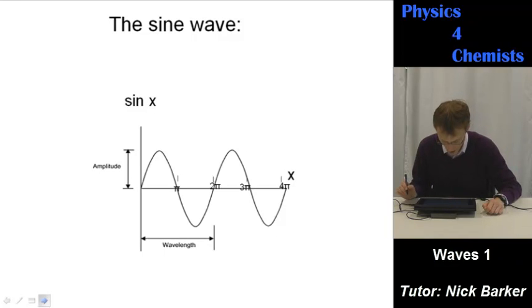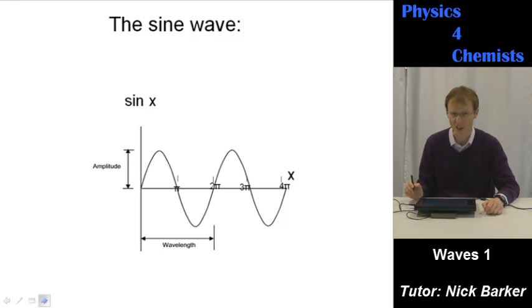The sine wave, often the x-axis isn't written with degrees, it's written in radians. So that's just showing you the sine wave using pi, 2 pi, 3 pi, 4 pi radians along the x-axis for you, and amplitude and wavelength. Probably the most commonly used wave function. So that's just to remind you what it looks like.